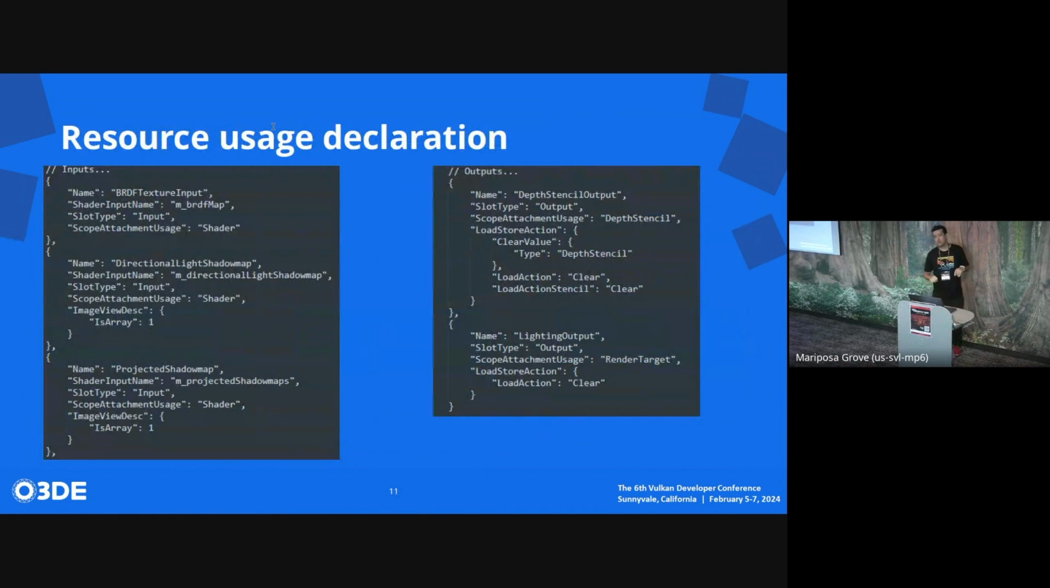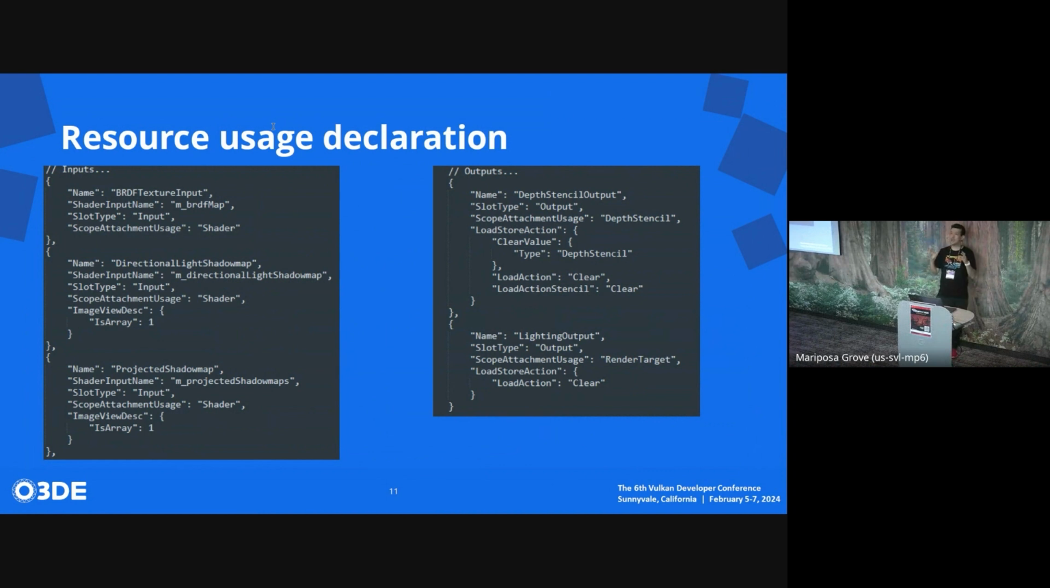So a pass needs to declare its structure, and part of that is declaring all the resources they're going to be using. This is the key part. On the left here, we have an example of a pass with the inputs, and on the right side, we have the outputs. Inputs in O3DE are treated as read-only resources, and outputs are read and write resources. The most important thing that needs to be declared here is the usage.